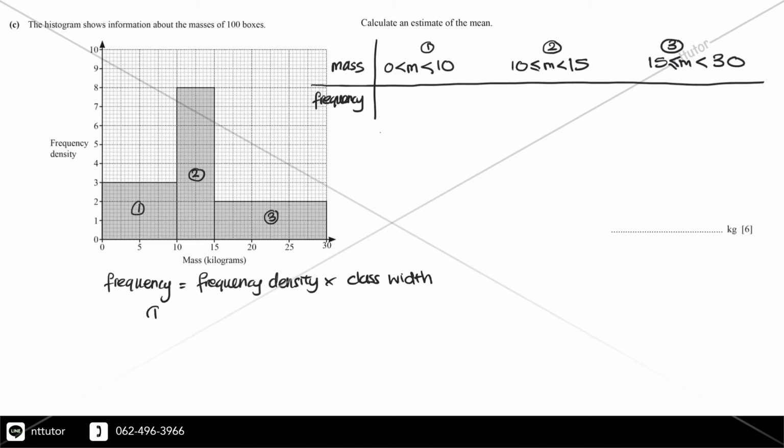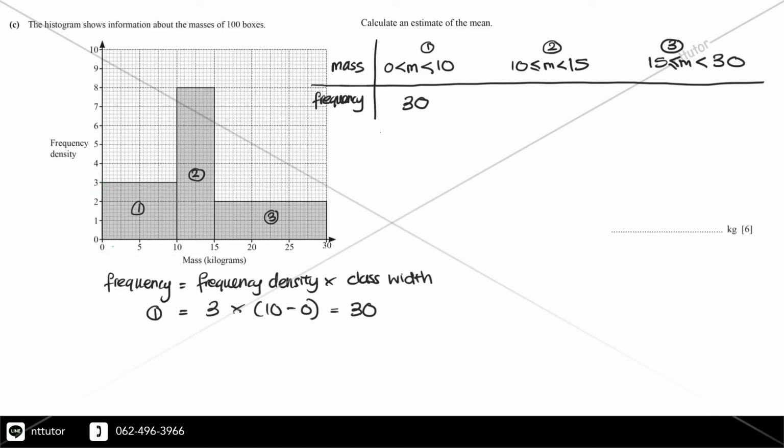For the first group, the frequency density is 3. And the class width goes all the way from 0 to 10, so the width is 10 minus 0. So that's 3 multiplied by 10, so that equals 30. So the frequency of the first group is 30.